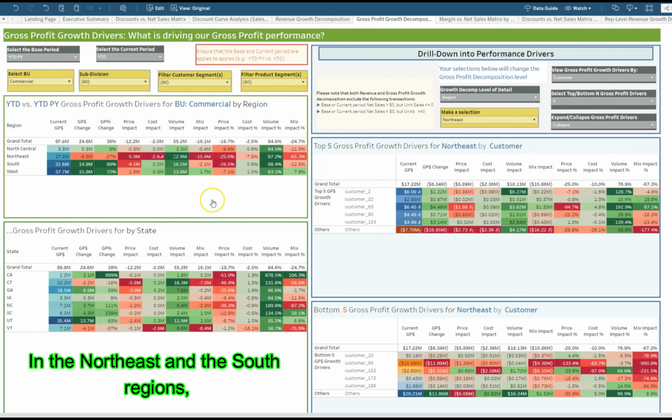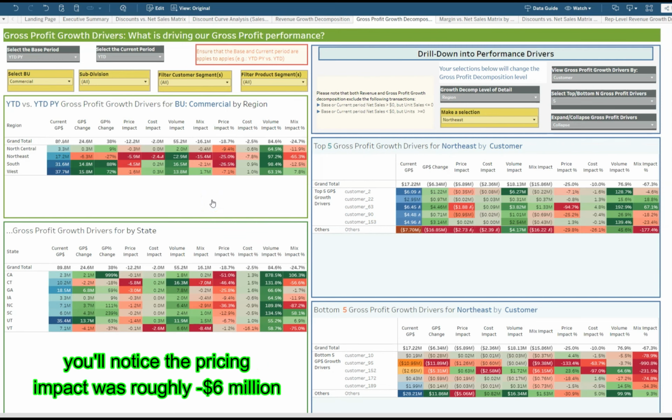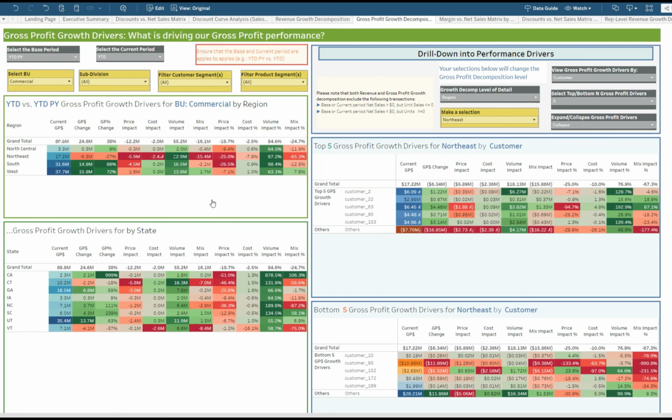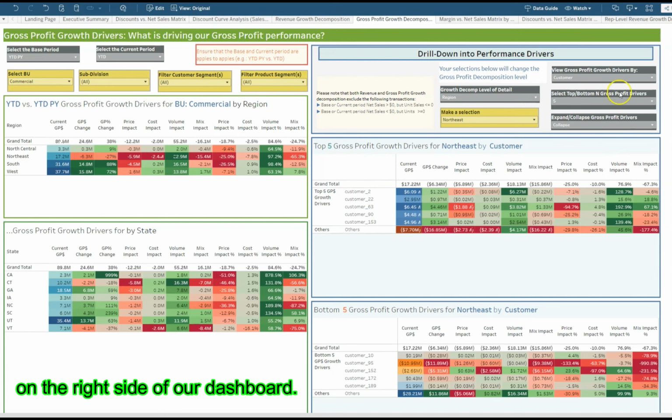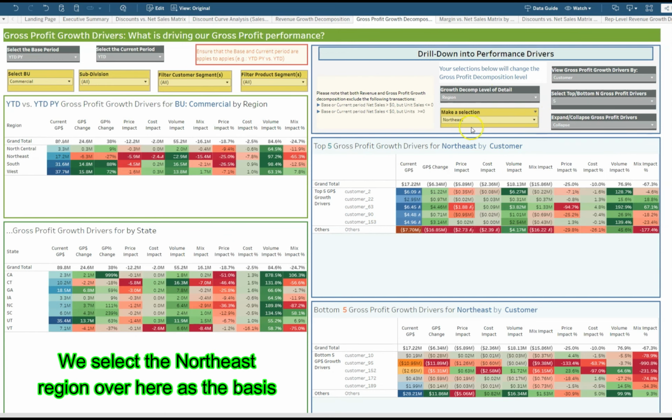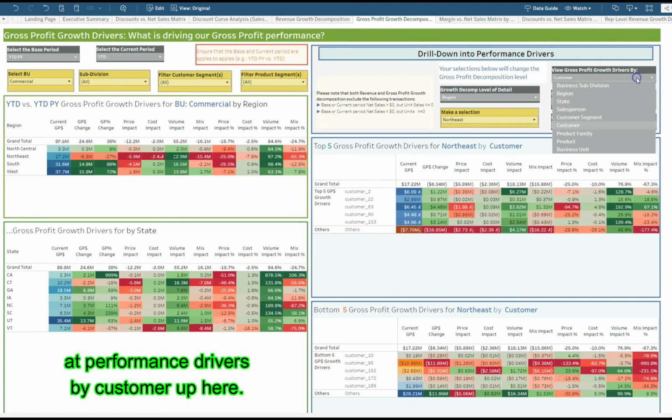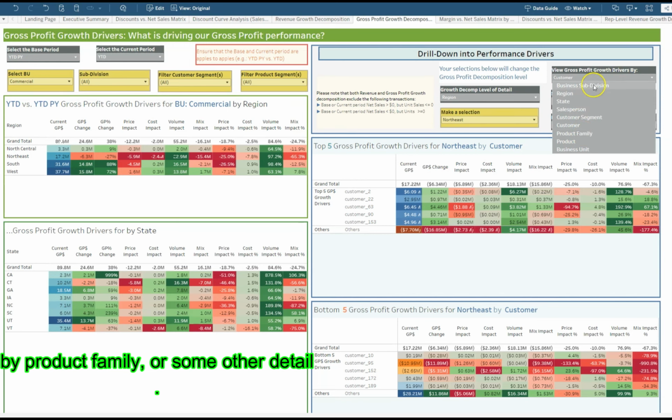In the Northeast and the South regions, you'll notice the pricing impact was roughly minus $6 million and minus $4.5 million in gross profit impact. The Northeast also drove the substantial negative mix impact, so we'll dive deeper into the Northeast region. We can drill into the Northeast performance on the right side of our dashboard. We select the Northeast region over here as the basis of our deep dive and specify that we want to look at performance drivers by customer up here. Of course, we can look at it by salesperson, by product family, or some other detail.